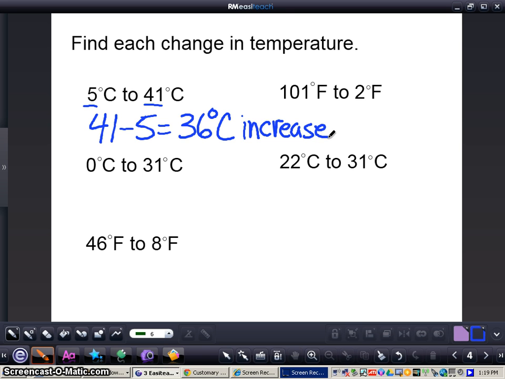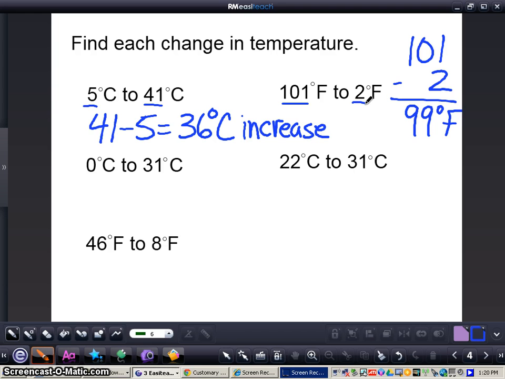Okay, so let's take a look at another one. Let's say I have 101 degrees Fahrenheit going to 2 degrees Fahrenheit. What I do is I could take 101 minus 2. That gives me 99 degrees Fahrenheit. Okay, and that is actually a decrease because I'm going from a greater number to a lesser number there. Okay, so 101 degrees to 2 degrees Fahrenheit is a 99 degree Fahrenheit decrease.